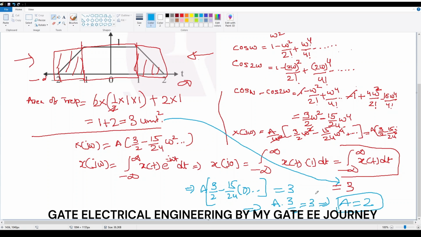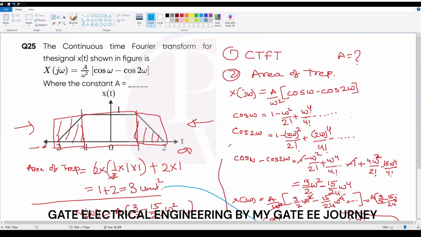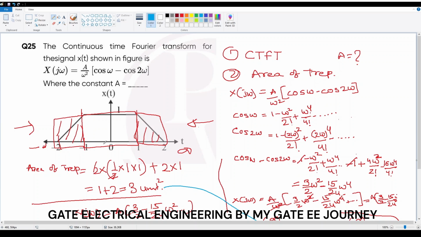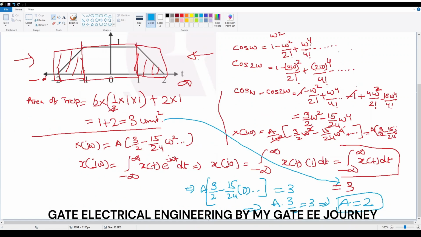In this way you can solve this problem. You have to remember basic things. First one is the Taylor series, how you can represent cos omega and cos 2 omega in the form of a Taylor series. Second one is he has given a hint that it is a continuous time Fourier transformation. For that you should remember two formulas: x of t in terms of X of j omega, and X of j omega in terms of x of t. And you have to make some observations from the waveform. In this way, you can solve the problem. Thank you.